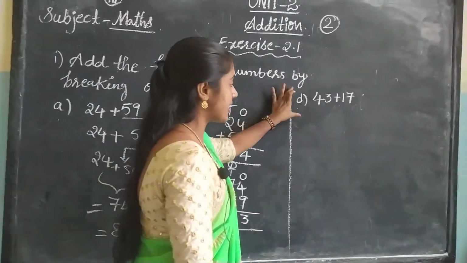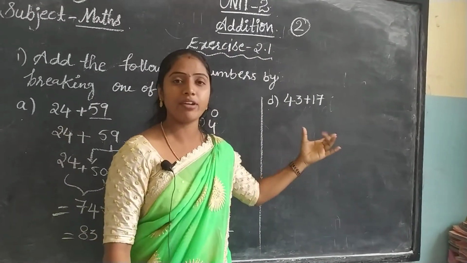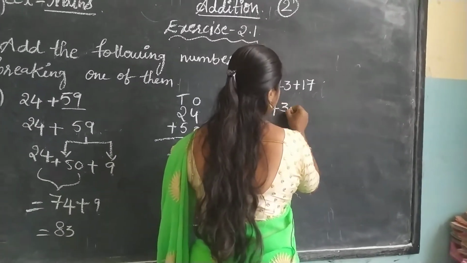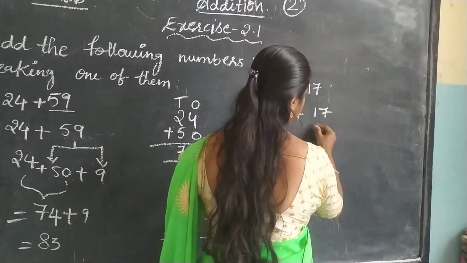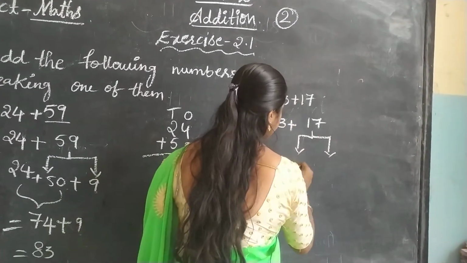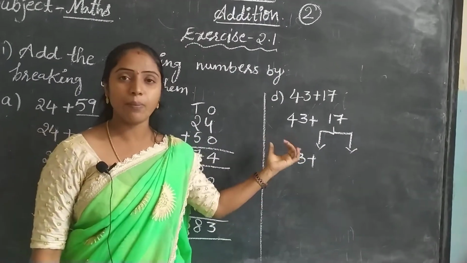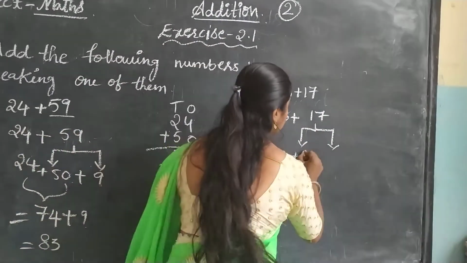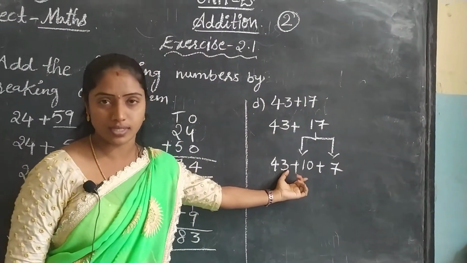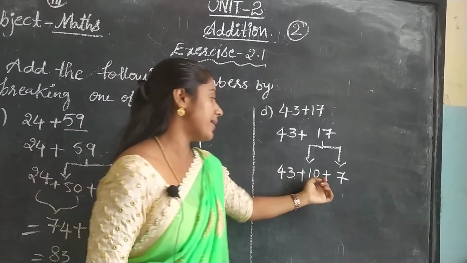Next, the second one is 43 plus 17. In this also you have to break one number. The first number you write as it is, and you break 17. How to break it? 17 means 10 plus 7. So 43 plus 10 plus 7. First you have to add these two numbers, 43 plus 10.